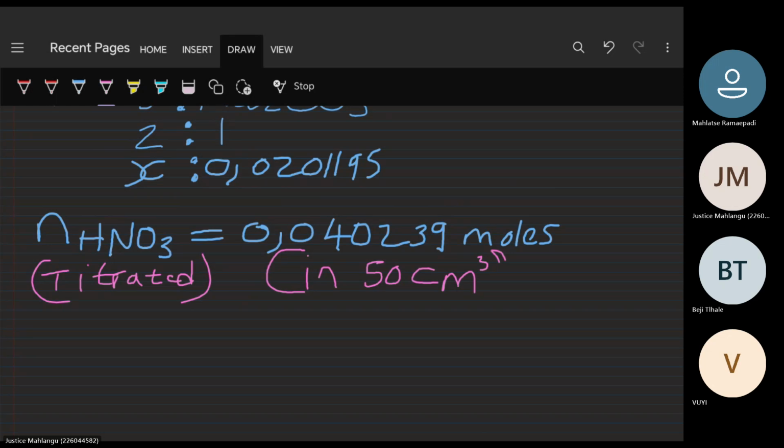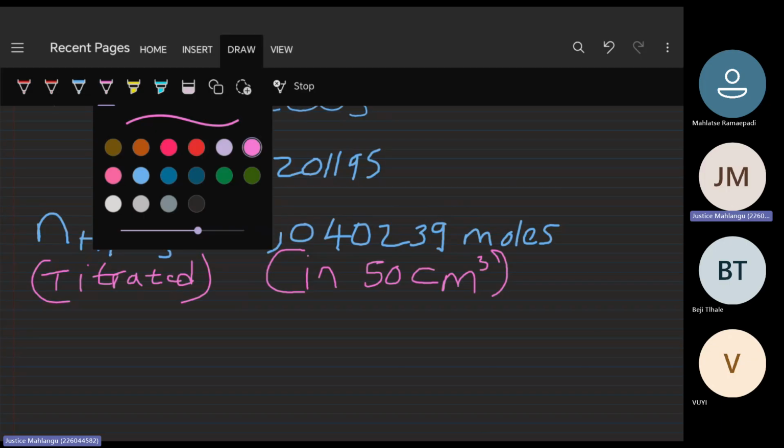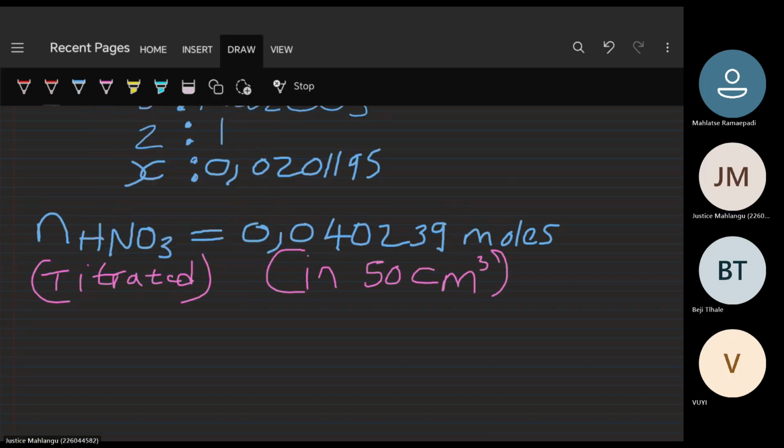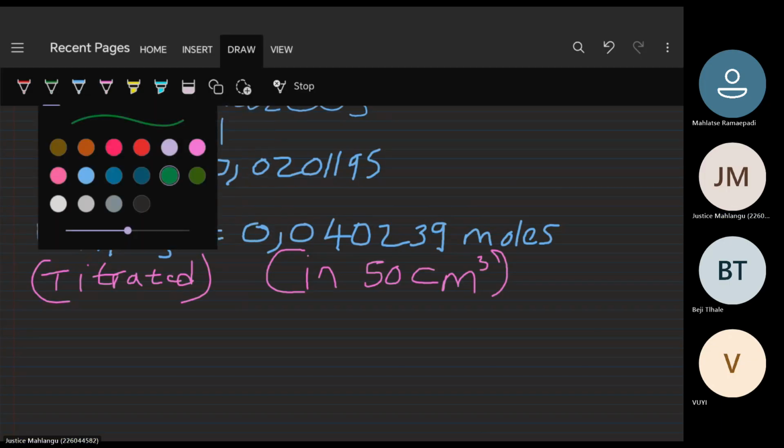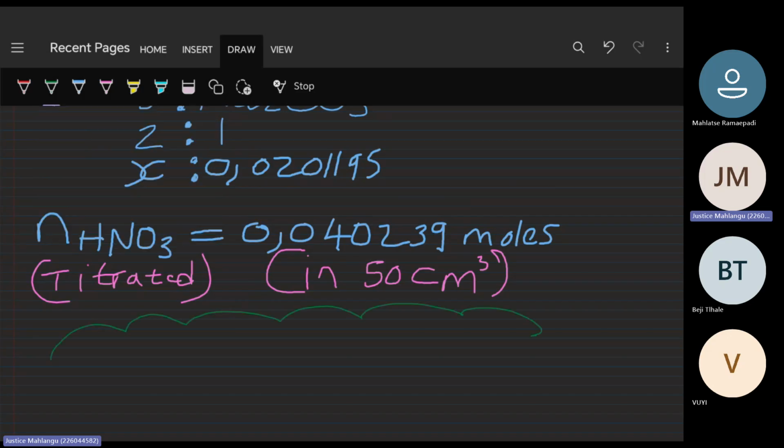Okay. Now, let's do this. These are the number of moles, guys. Those are the number of moles in 50 cubic centimeter. But the most important question here that you'll ever ask yourself is, again, these ones are in 50 cubic centimeter. Yes, we agree. But what are the number of moles in the big question here?